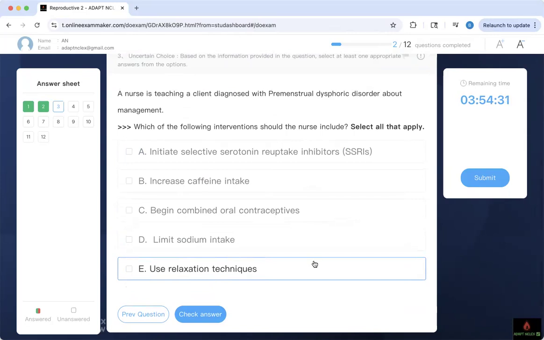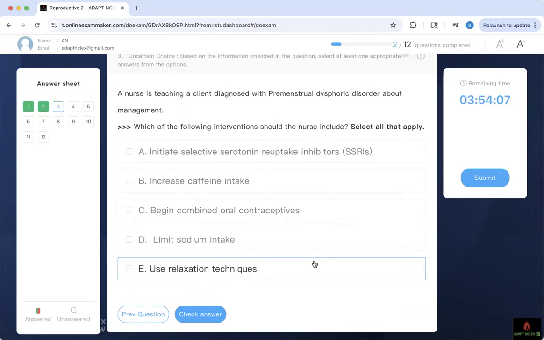And as he's teaching a client, select or apply. This is a reproductive NCLEX question, the maternity portion of it, and we're doing health promotion. The client is diagnosed with premenstrual dysphoric disorder. I just want to give you more content related to the question we saw, number 1, about management. Now you know what premenstrual dysphoric disorder is. You know the signs and symptoms, therefore you can manage them, but don't get trapped.